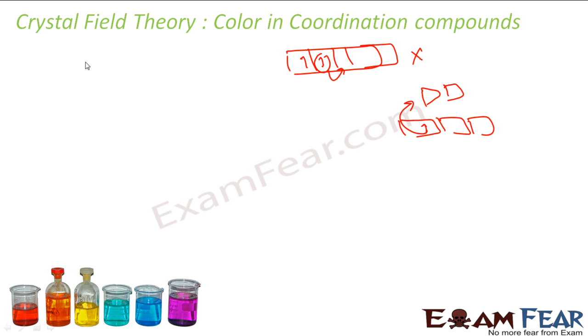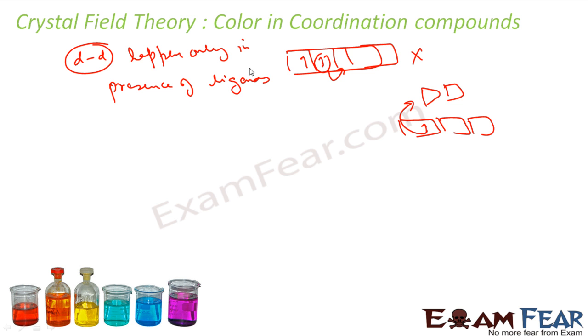So this dd transition actually happens only in the presence of ligands. Please note this. Only in the presence of ligands does this dd transition happen. When the ligands are present, the degeneracy is lost and you have something like this. Then only the dd transition is visible, else it is not visible.